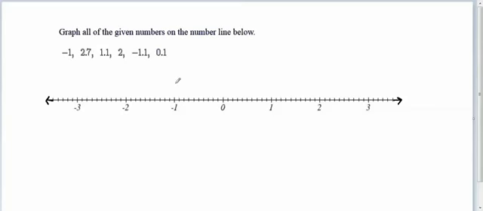For example, we're given a list of numbers, some positive and some negative, including decimal numbers, and we're asked to graph them all on the number line below. So let's begin with the first one. The first number we're asked to graph is -1.